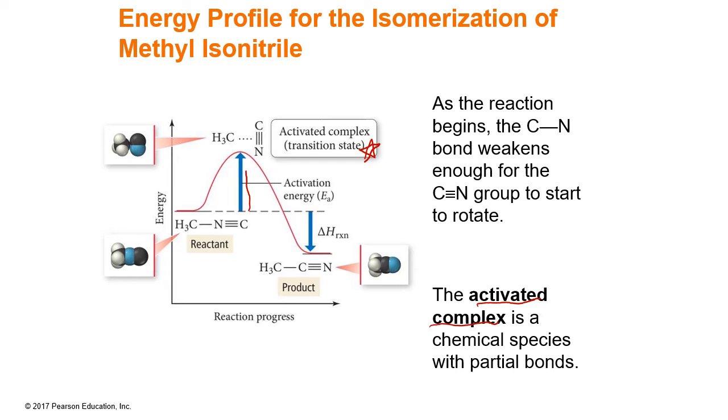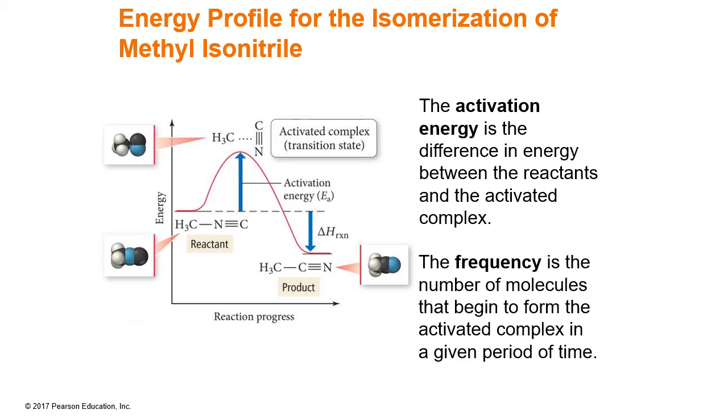And our hump in the middle is our activation energy required, so the amount of energy we need to put in order to make that activated complex. In this case, in order to weaken the carbon-nitrogen bond and rotate the CN part of the molecule. So our activation energy is the difference in energy between the reactants and our activated complex.